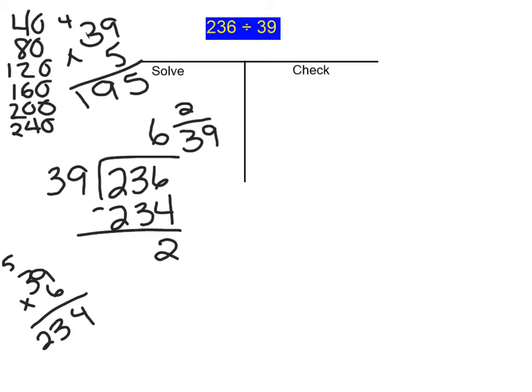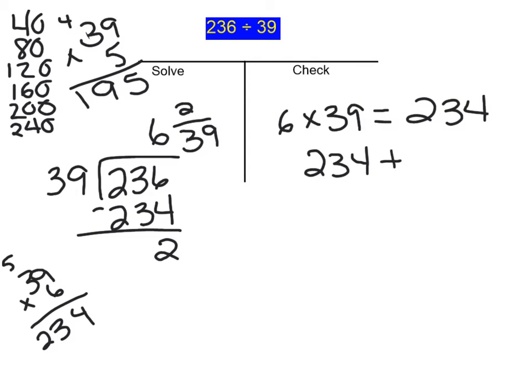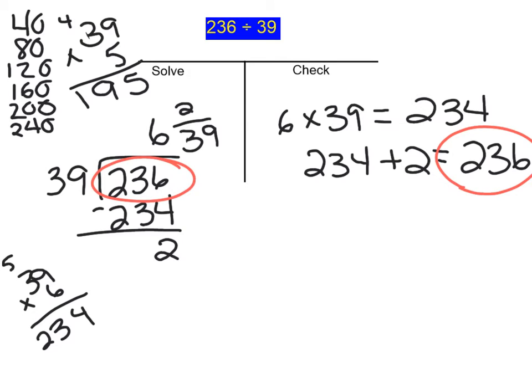Now let's check our work. We have to do our quotient times our divisor, 6 times 39, which equaled 234. I have to add 234 plus my remainder of 2. And 234 plus 2 is 236. And that should match my dividend, which it does. So my answer checks, and my answer is correct.